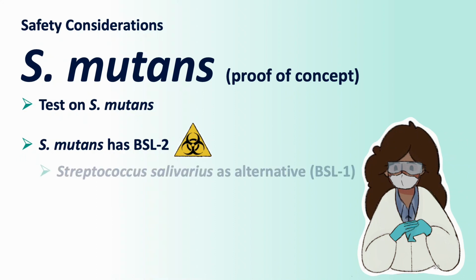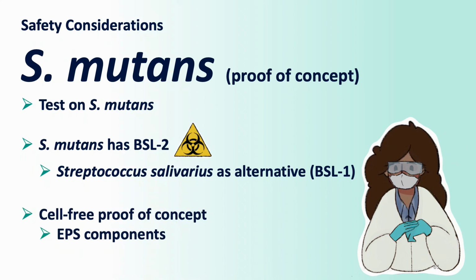Moreover, we discussed the usage of certain Streptococcus salivarius strains as an alternative organism to S. mutans due to the similarity. The strains we planned on using are classified as BSL1 organisms. We also considered performing a cell-free proof of concept experiment because of some problems we encountered. The required components of EPS should be utilized instead of a whole biofilm to test the activity of our enzymes.